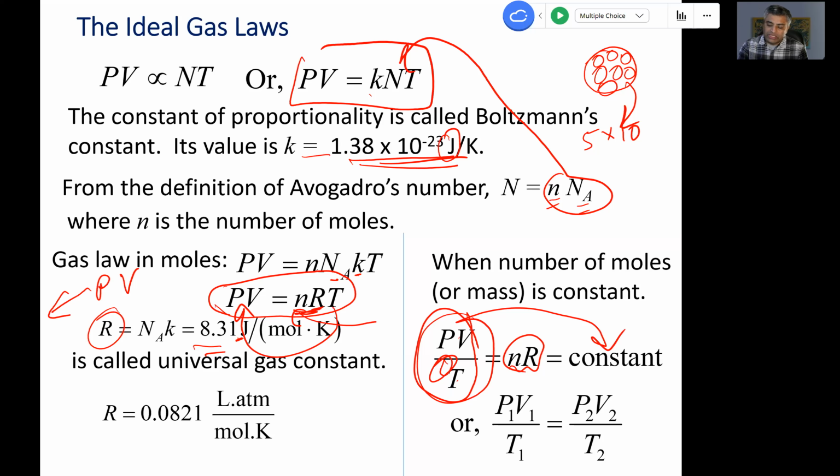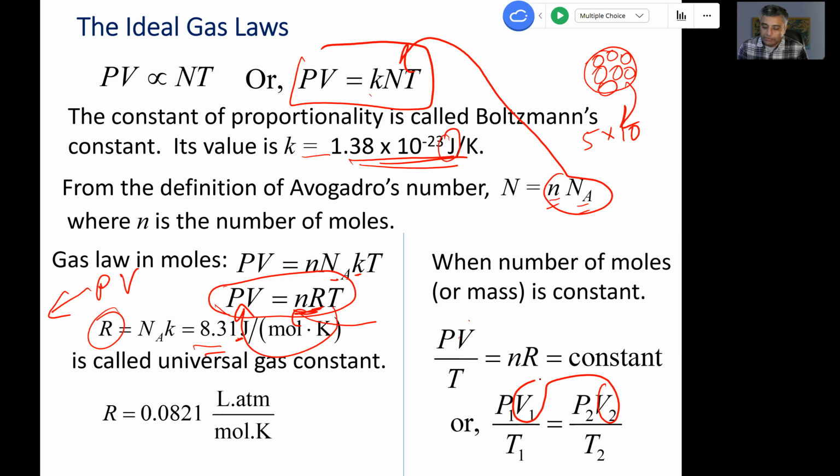Now let's suppose your container is such that its volume does not change. For example, a rigid container with a rigid valve, so the gas cannot push and make the volume larger or smaller. In that case, volume becomes fixed. When volume is fixed, you can write this equation as just P1 over T1 is equal to P2 over T2. So depending on the situation, you can write this differently.